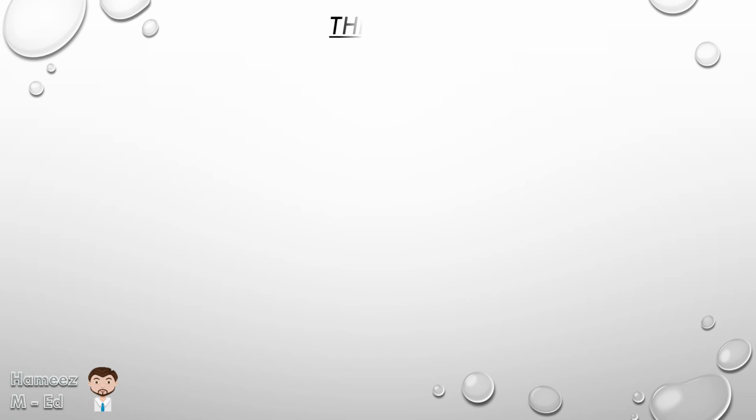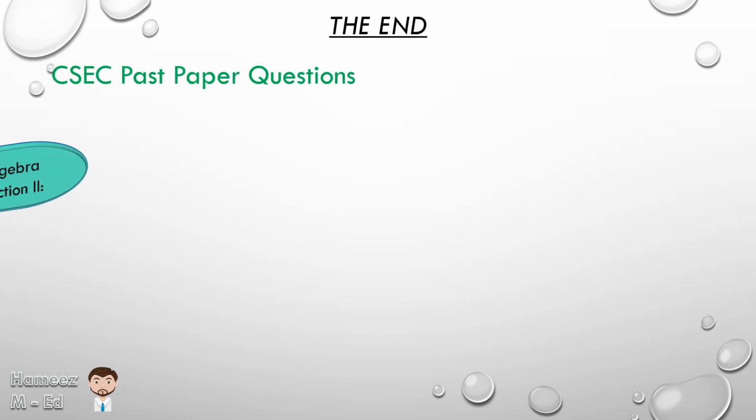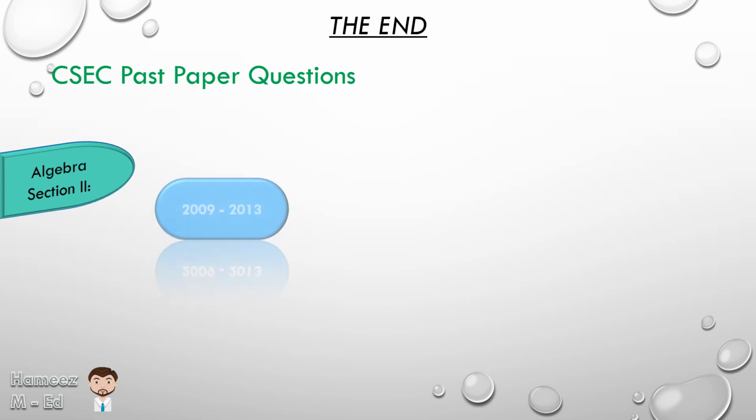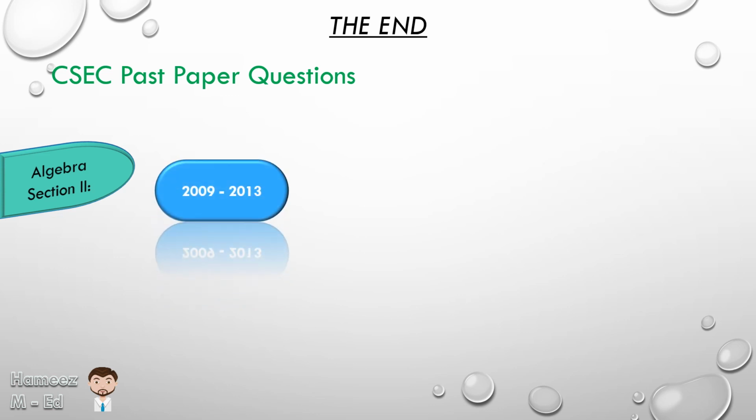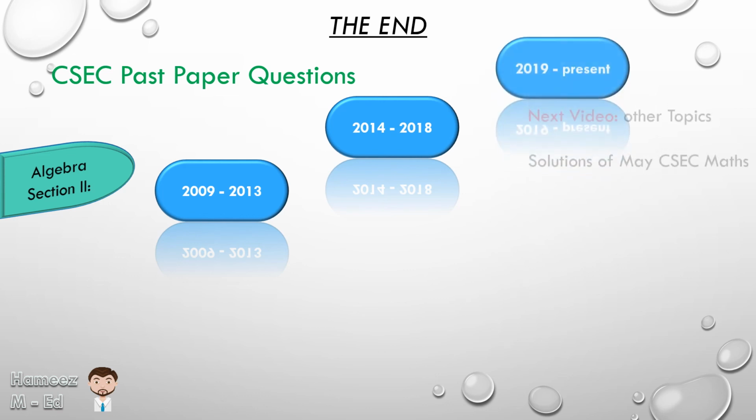We've now come to the end of CSEC past paper questions in the topic of algebra, particularly the combined question of algebra and relations, functions, and graphs, which occurs in section 2 of paper 2. In our first video in this series, we looked at past paper questions from 2009 until 2013. Our next video looked at the following 5 years from 2014 to 2018. And in this present video, we've completed the past papers from 2019 until now.